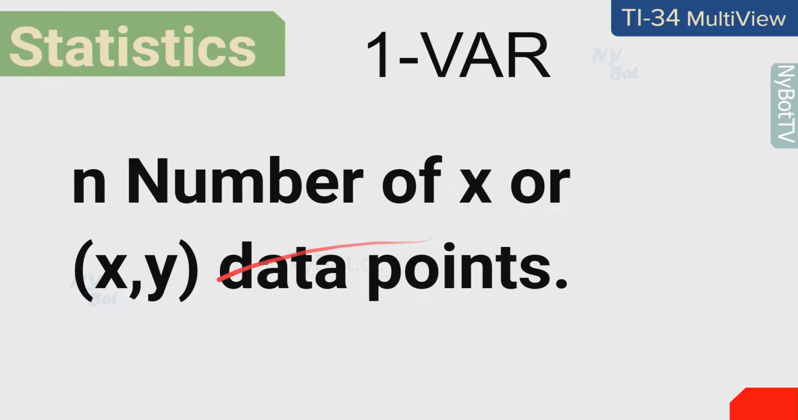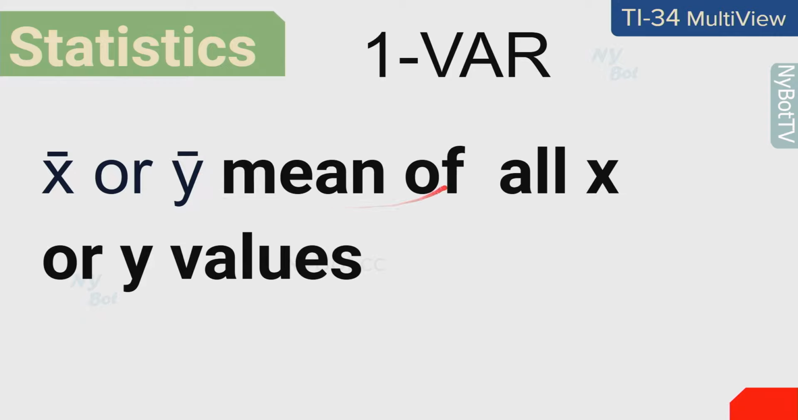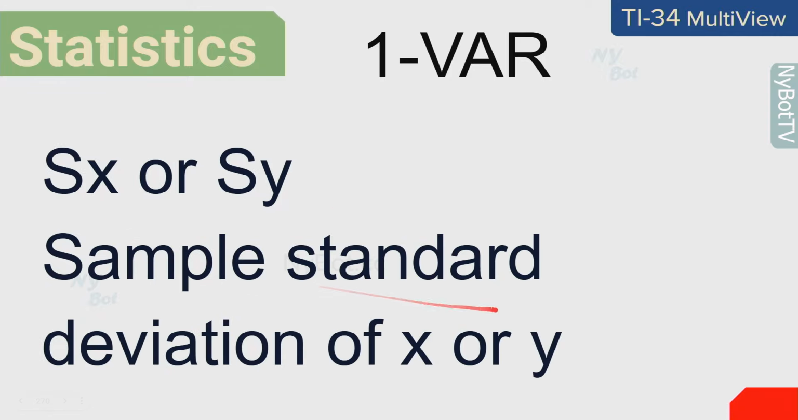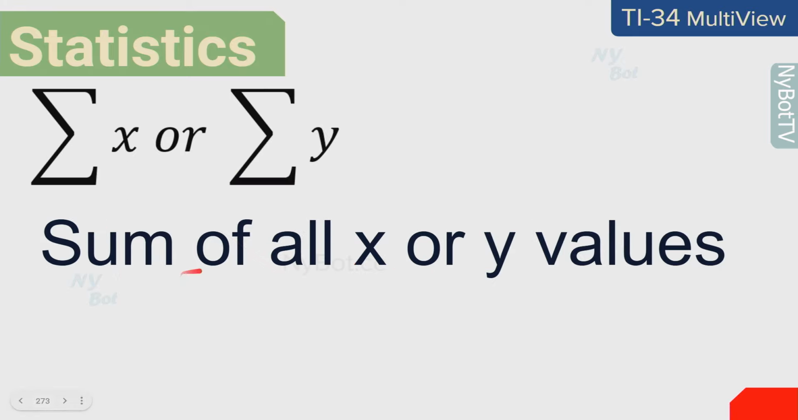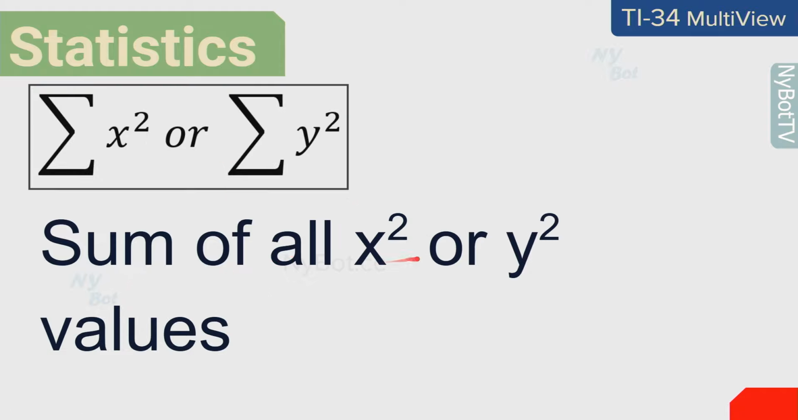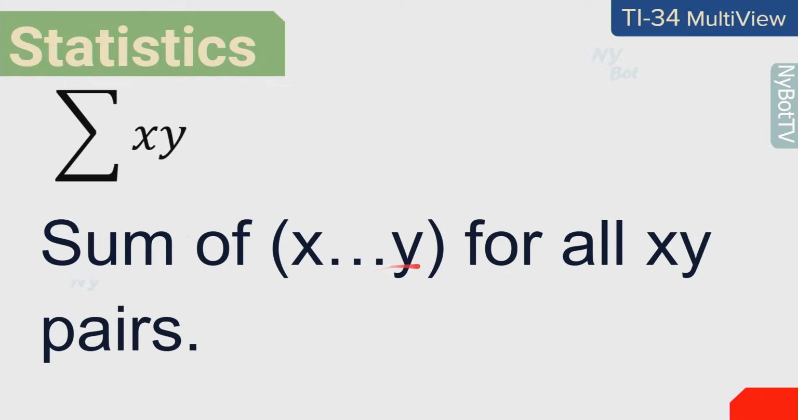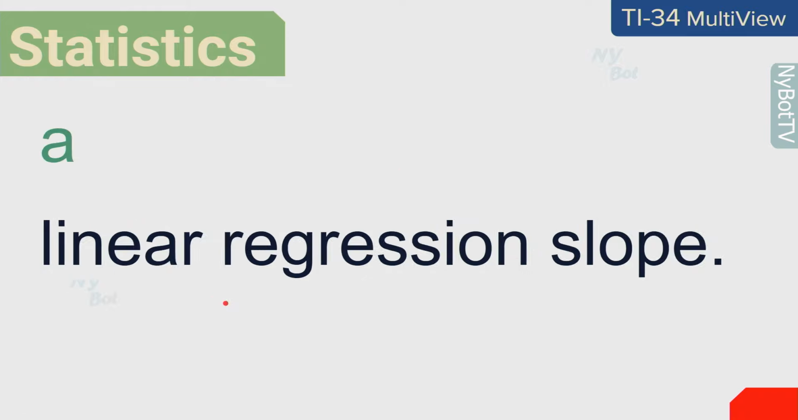So n is the number of x or xy pair data points. x bar, y bar is the mean of all x or y values. This is the sample standard deviation of x and y. And if you see this symbol, it is the population standard deviation of x or y. And these are the sum of all x or y values, the sum of all x squared or y squared values, and the sum of x times y for all xy pairs.